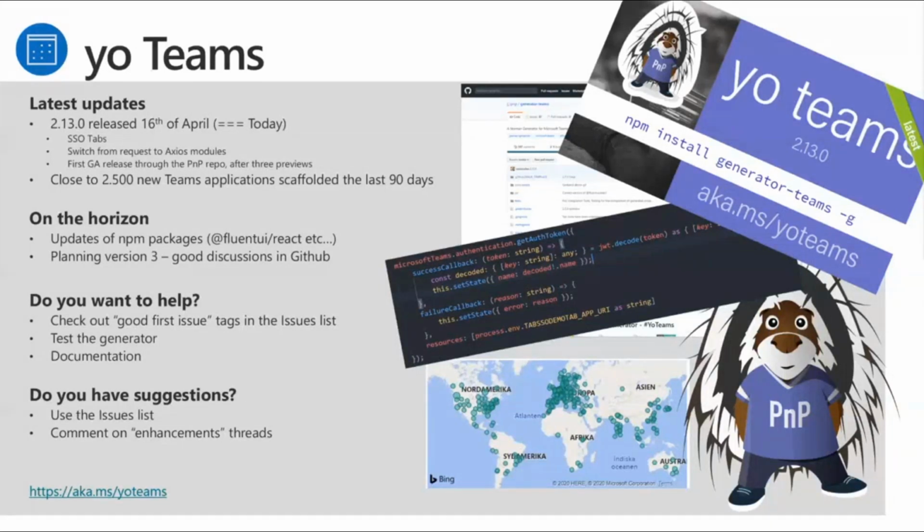And we want your help, so please, there are a couple of good first issues in there that you can take a look at if you want to help out. Please test the generator, and give feedback on what you want, what you need, and what's not working. And of course, documentation. So looking forward to seeing some more contributions here. If you want to download it and get some instructions, go to aka.ms/yoteams.